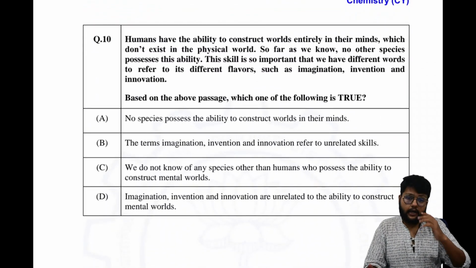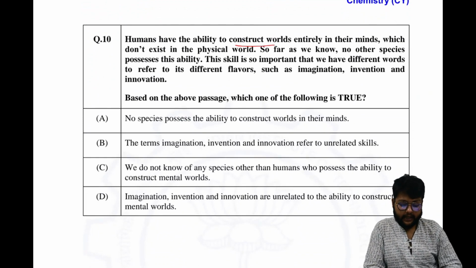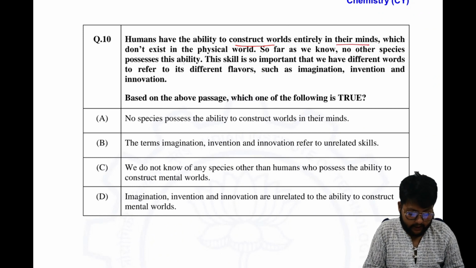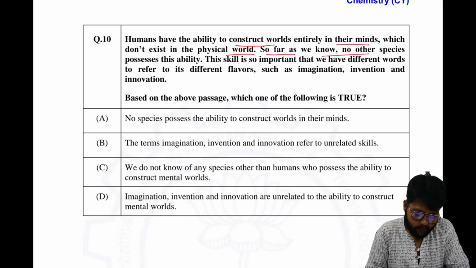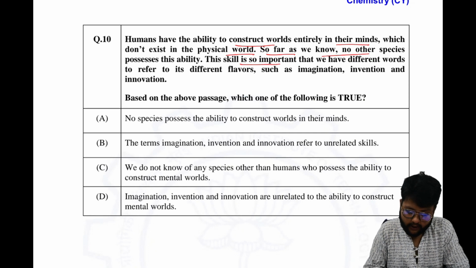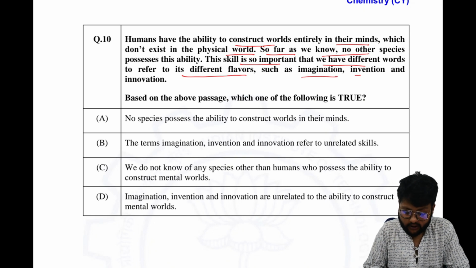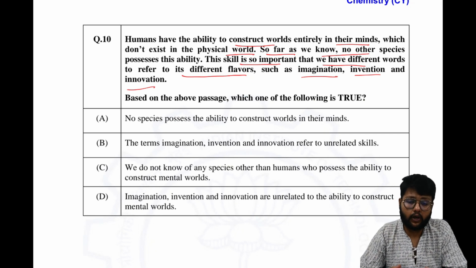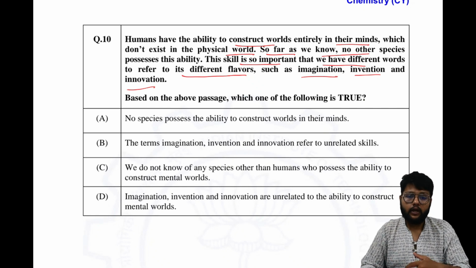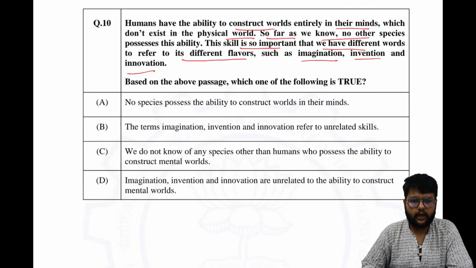Our next question, and the very last one: human beings have the ability to construct worlds entirely in their mind, which don't exist in the physical world, and so far we know that no other species possesses this ability. The skill is so important that we have different words to refer to its different flavors, such as imagination, invention and innovation. This type of passage is very common in these exams. For this question you have to read the passage carefully, then look into the options.